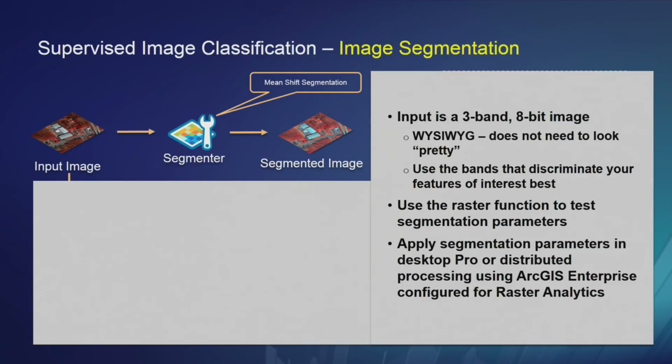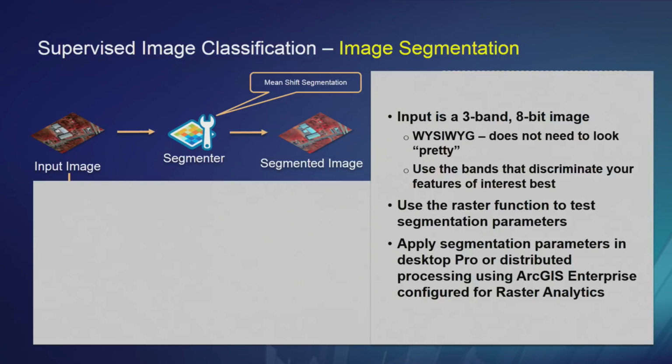You can use raster functions to test the parameters. So once you have fine-tuned and optimized those parameters, then you can process the imagery to disk. It's compute intensive, so it's one of the capabilities that can be performed in the Raster Analytics environment.